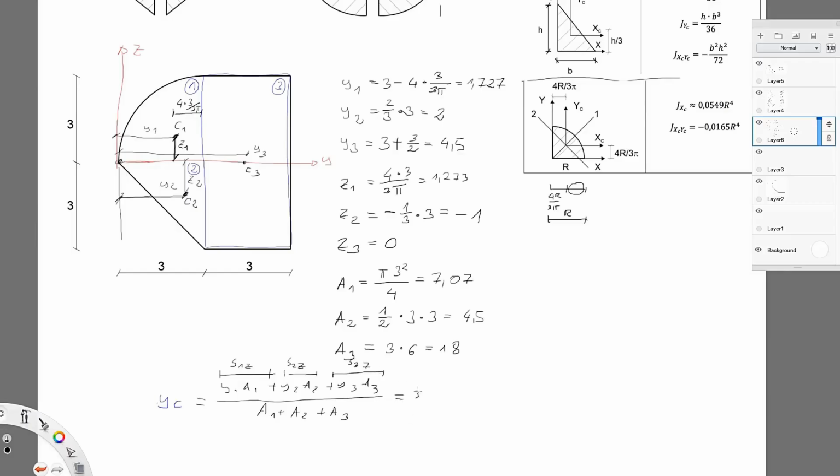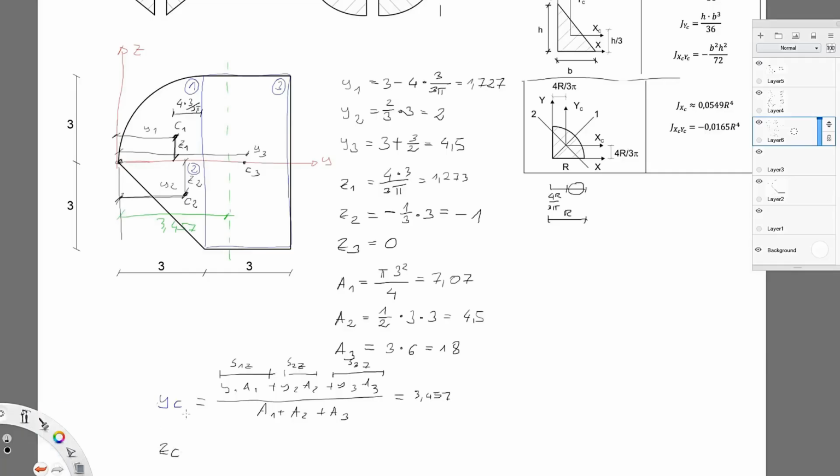So I will get 3.457. I still do not know the center of gravity's location. I only know one of the dimensions. Why? Because now I can preliminarily draw it. 3.457 will be somewhere here. 3.457 comma, meaning somewhere on this line, is the center of gravity. We don't know exactly where yet, so we search for ZC.